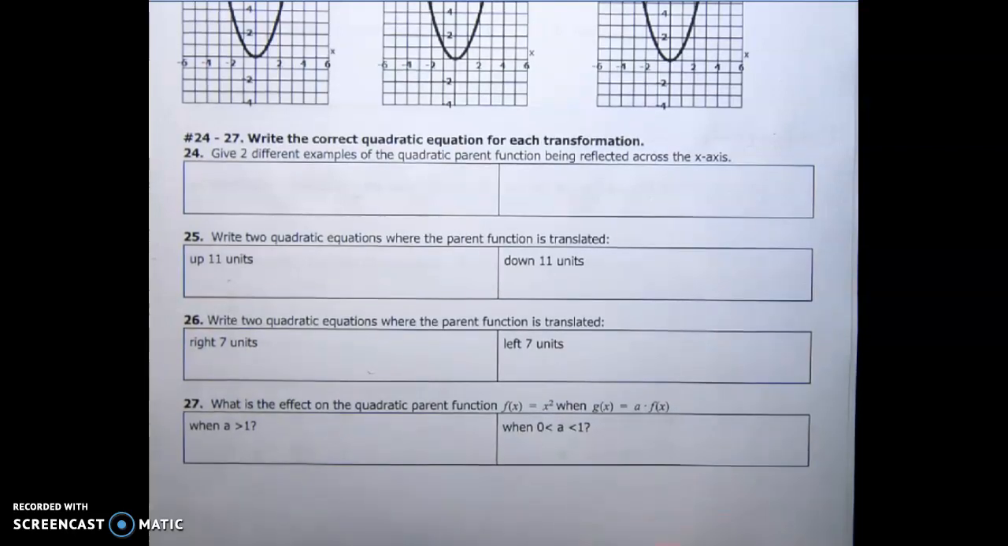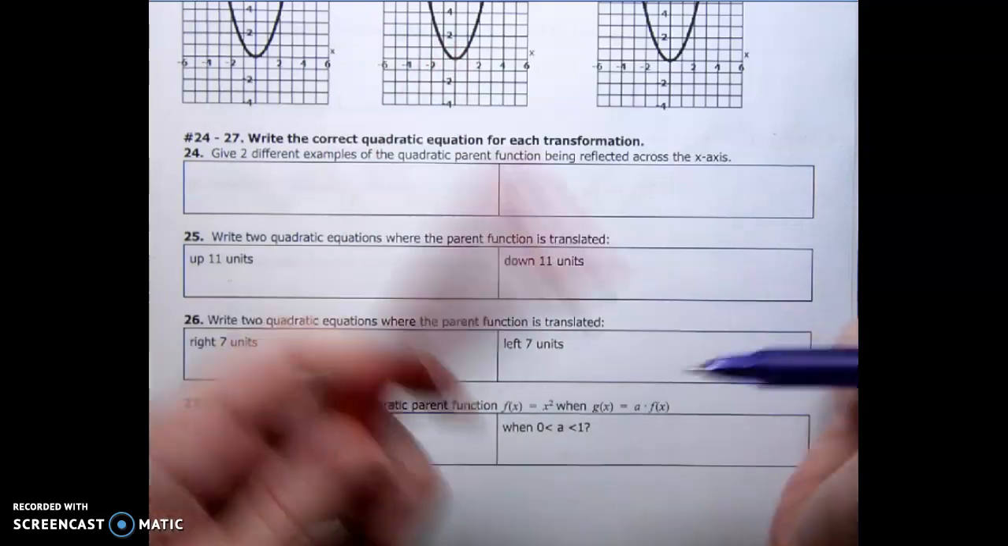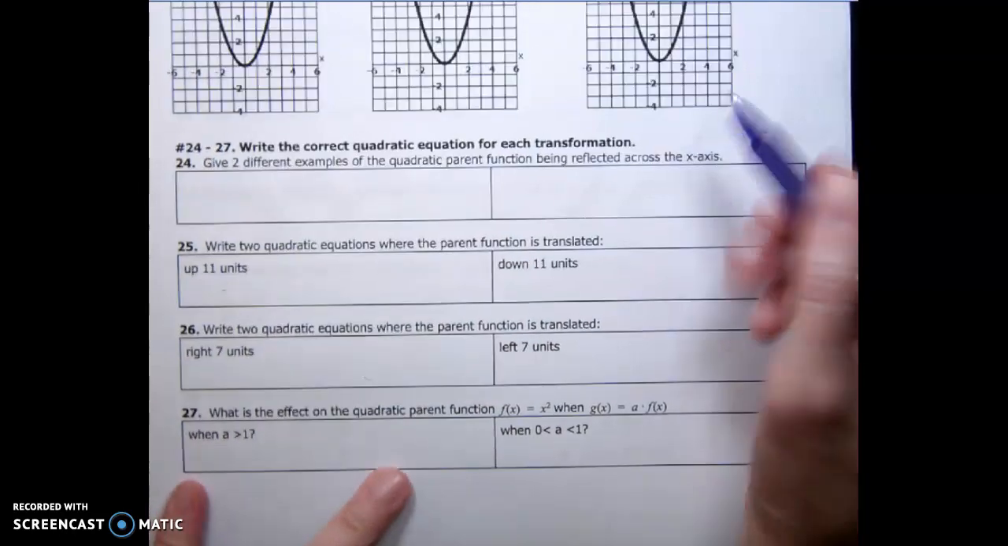Okay, so for this video, we are going to be looking at the review for Unit 5, specifically at numbers 24 through 27. So on all of the problems, it says to write the correct quadratic equation for each transformation. Okay, so for all of these problems, I'm going to be using two different colors of pens.